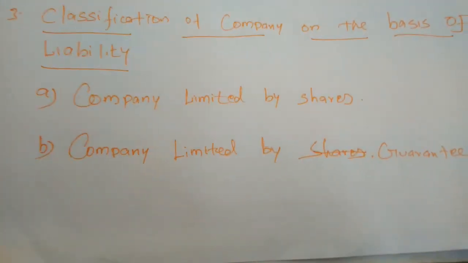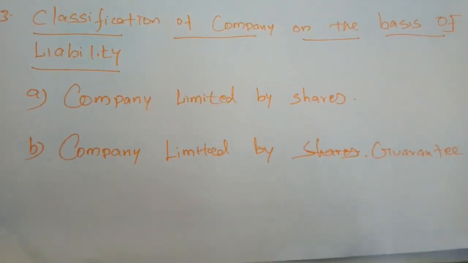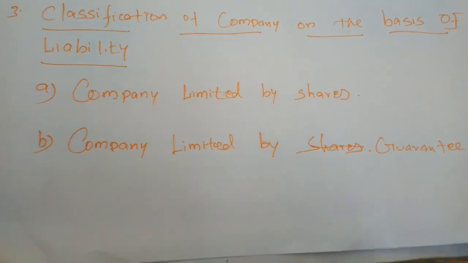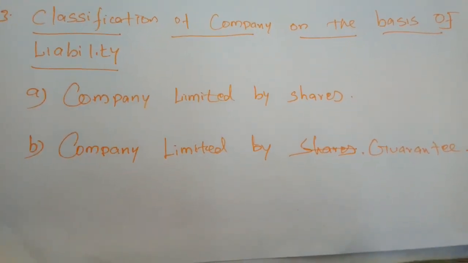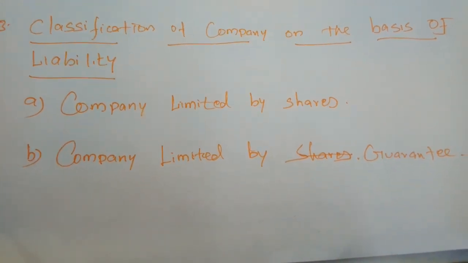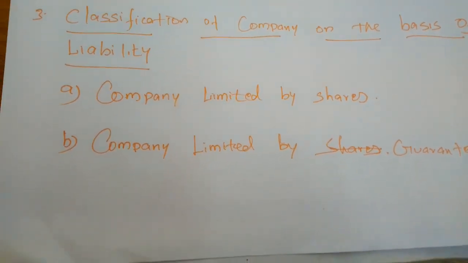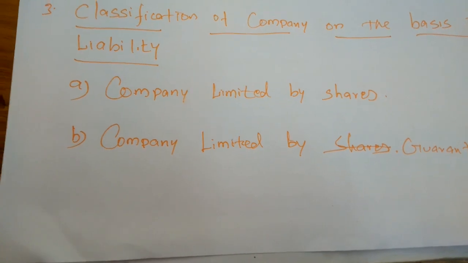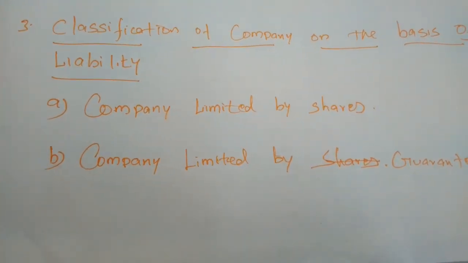So in this memorandum of association, if they have mentioned that the shareholders have some limitations by shares, if shareholders have limitations by their amount of shares, that company is called a company limited by shares. The companies limited by shares may be either public companies or private companies.